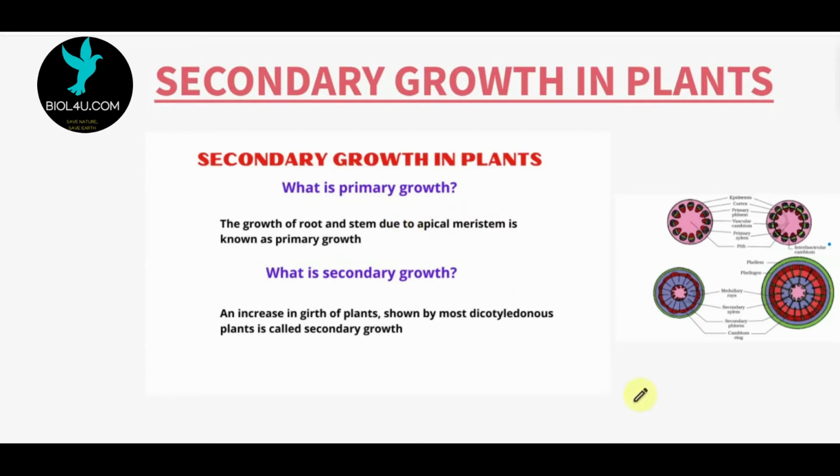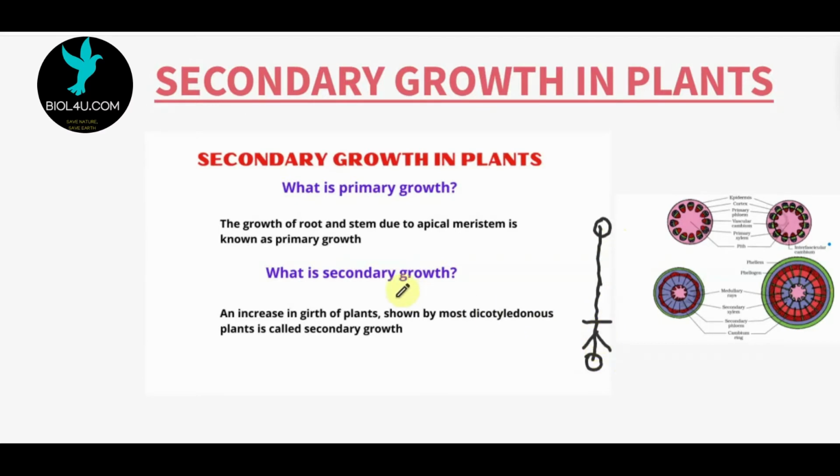So what is that point? You know that each plant has a root system and a shoot system. Suppose this is the plant and this is the shoot, and below the ground you can see the root. This root has an apical meristem, and the shoot, that is the stem, also has an apical meristem. So the length of the plant increases due to the shoot apical meristem, and the length of the root increases due to the root apical meristem. This increase in the length of the plant is known as primary growth.